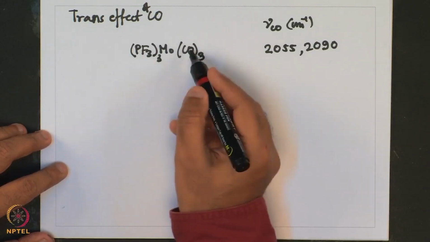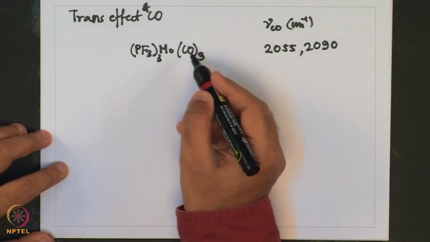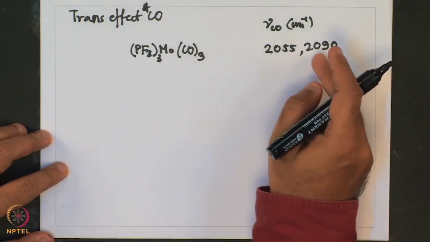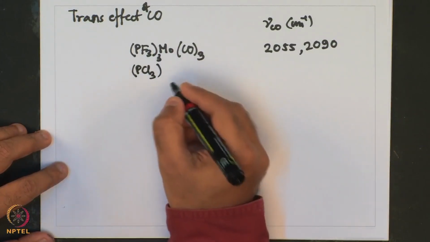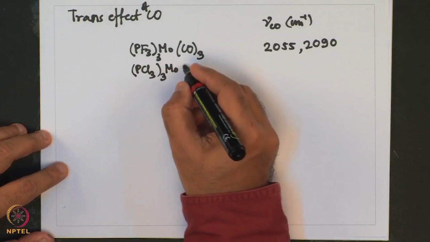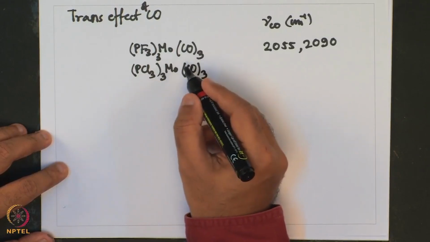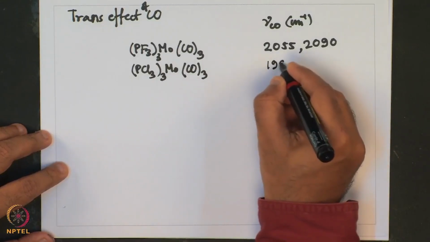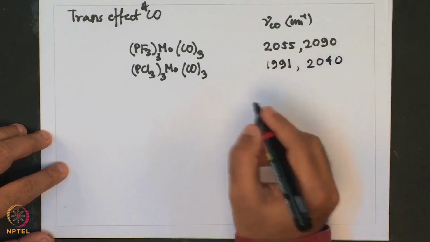As a result, CO cannot engage in too much back bonding from the molybdenum d orbital. As a result, the CO stretch in this complex is quite high. Now, if one goes from PF3 to PCl3, fluorine has been replaced by the less electronegative Cl. That means the molybdenum center would be more electron rich, and hence the molybdenum would back donate more to carbon monoxide. As a result, CO stretch would decrease, and indeed it decreases significantly to 1991 and 2040.